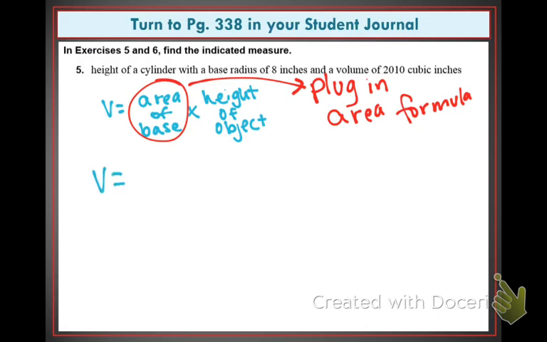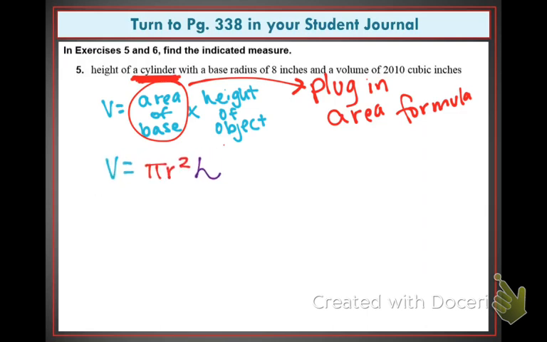So if we have a cylinder, it says find the height of a cylinder with a base radius of 8 inches and a volume of 2010. So we have a cylinder. What will the area formula be for the base of a cylinder? Pi r squared. Because what does the base of a cylinder look like? A circle. And then what do we use to represent the height of an object? What could we use? H.